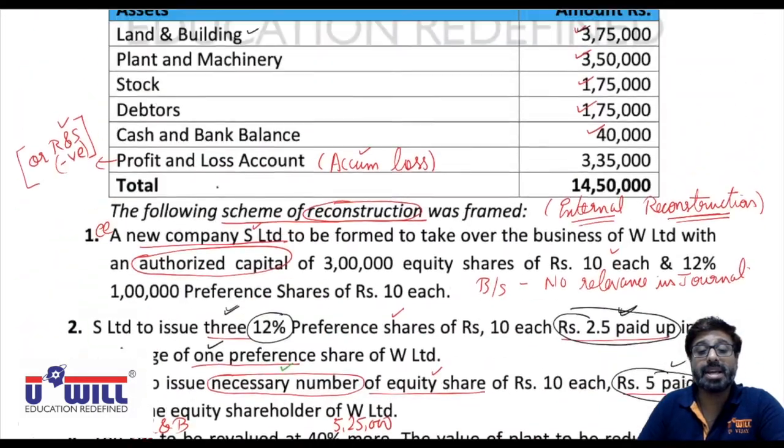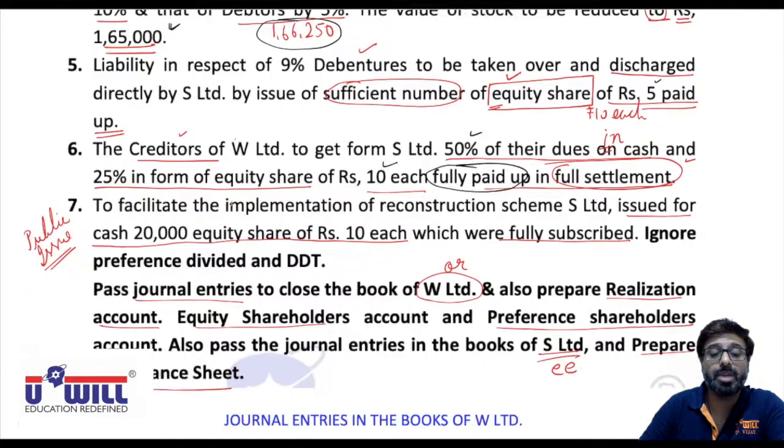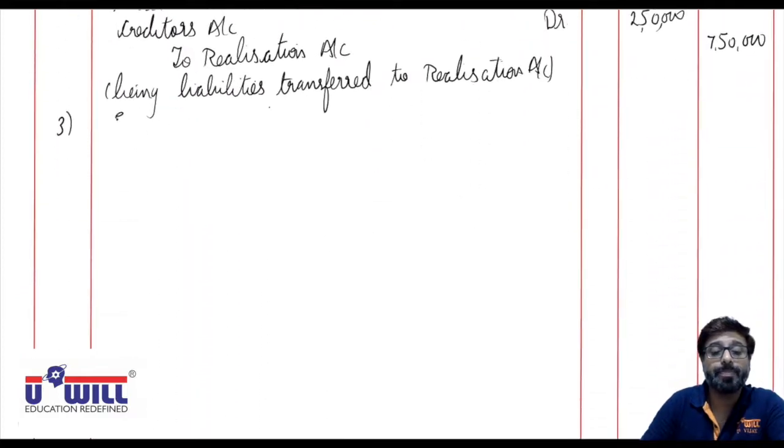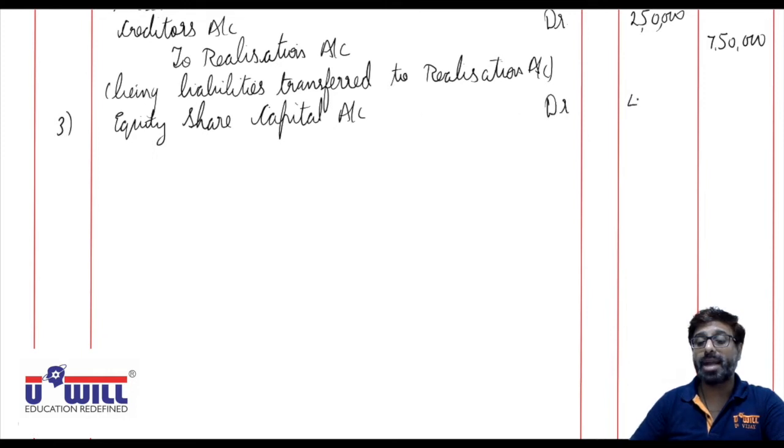Third, equity share capital to equity shareholders. So here equity share capital 4,50,000 will be transferred to the equity shareholders account. Equity share capital account debit 4,50,000 to equity shareholders account 4,50,000.